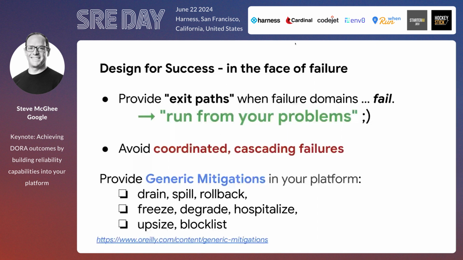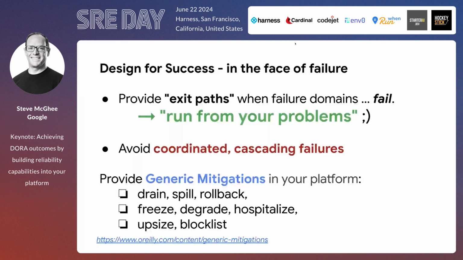So I want you to design for success by providing what we call exit paths, right? And the way to remember this is I want you to run away from your problems. So when there's a problem, don't try to fix it, right? This is actually a better idea. What you're trying to do is do these running aways in a way that avoids these coordinated and cascading failures, right? You want to have failure happen within one failure domain.